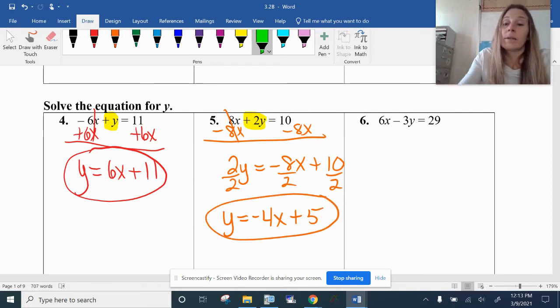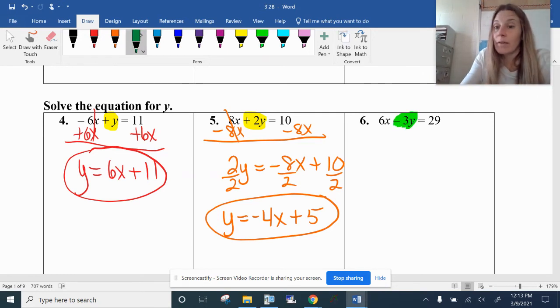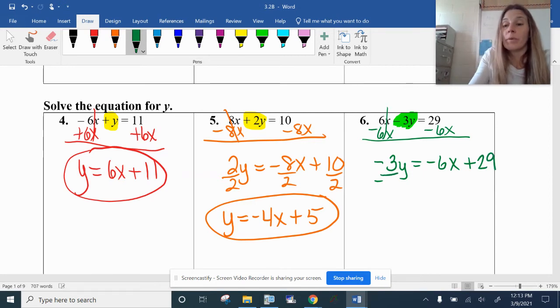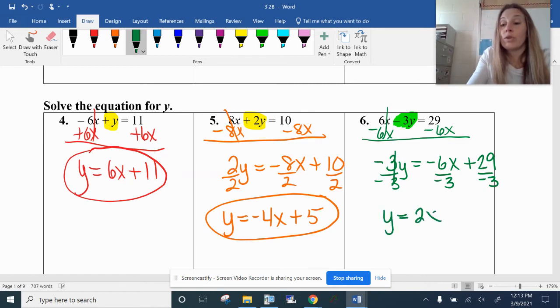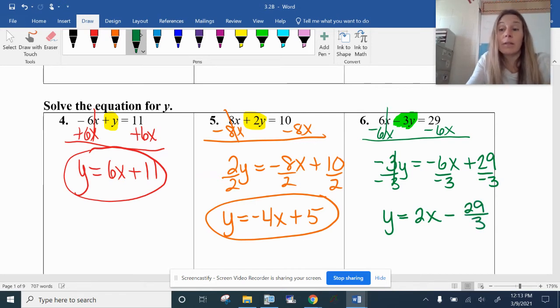Okay, number 6, my y term is negative 3y. So be really careful because there's a negative on there. So first I'm bringing my x term to the other side by subtracting 6x. Now I still have a negative 3 in front of my y. And on the other side I have negative 6x plus 29. Now I'm going to divide everything by negative 3, leaving me with y equals 2x minus, unfortunately 29 does not divide by 3 evenly, so I'm going to leave that as a simplified improper fraction.